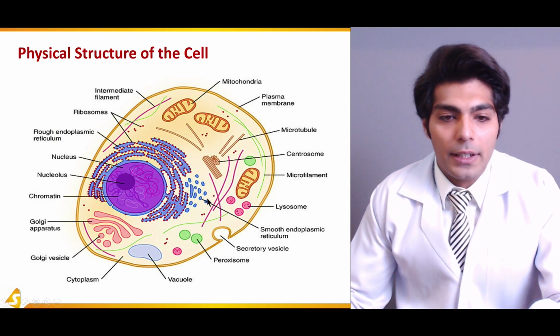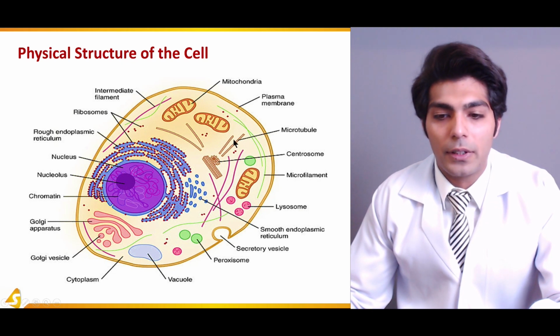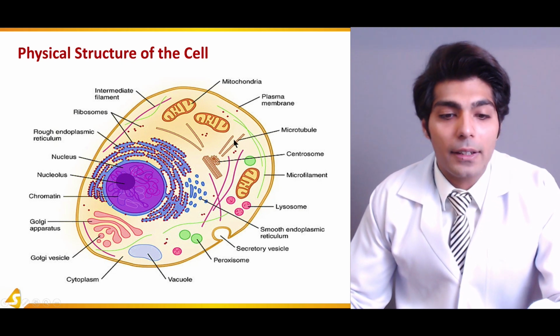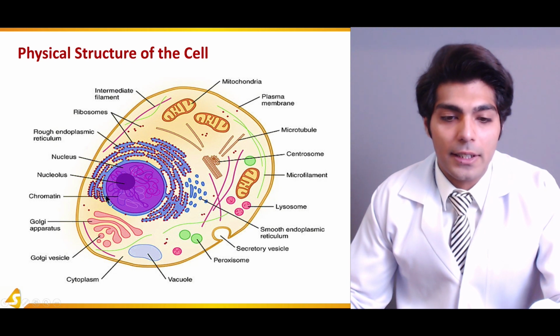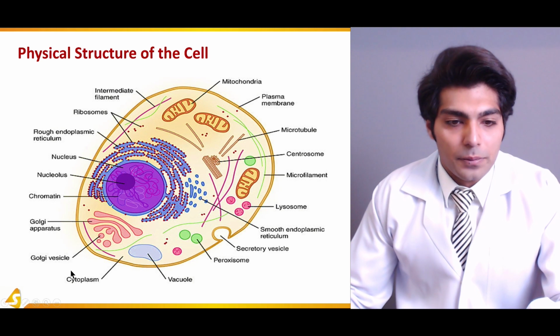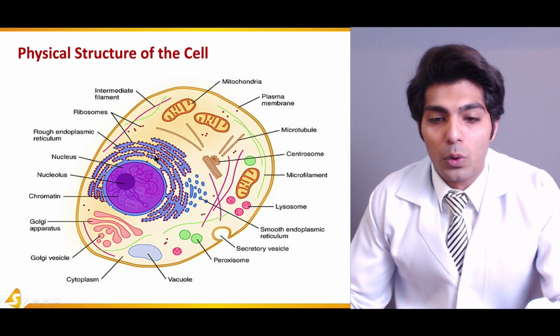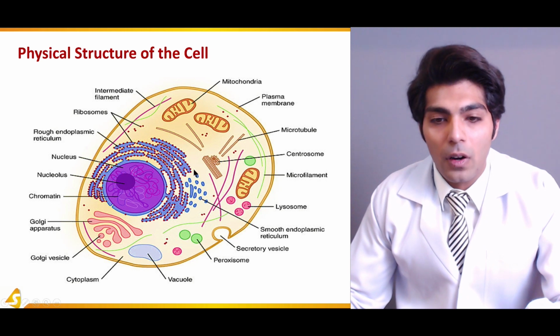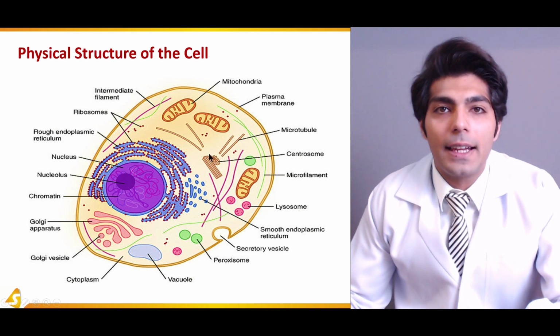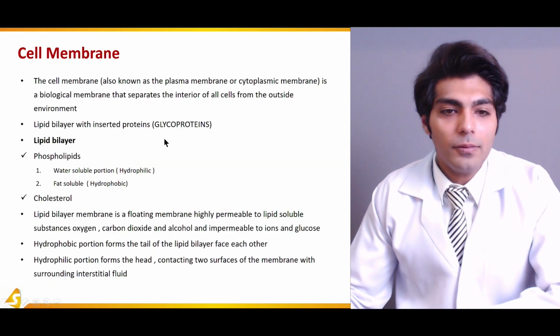We have intermediate filaments. Some centrosomes are present with the microtubules, and there's chromatin material you can see inside the nucleus, which contains the DNA and RNA, and rough endoplasmic reticulum, which is studded with the ribosomes. So all will be discussed in detail in the following slides of the presentation.